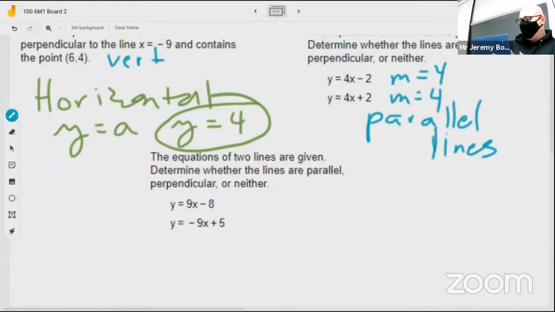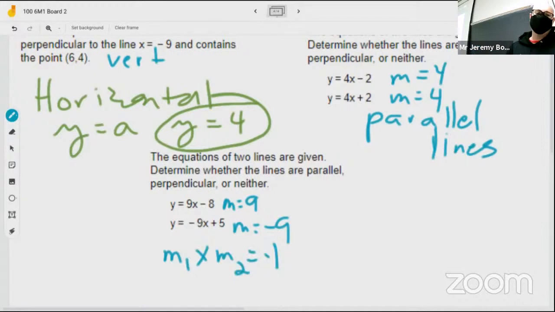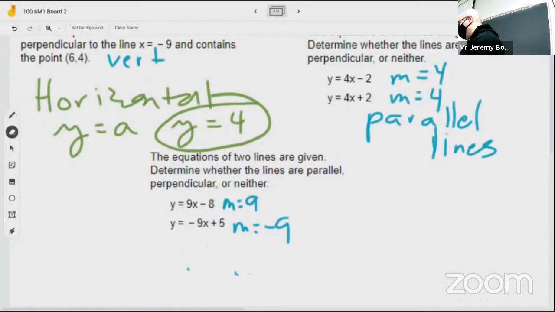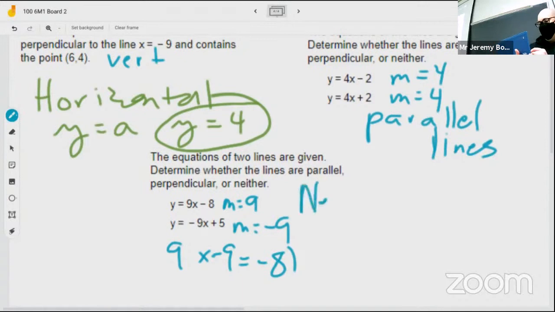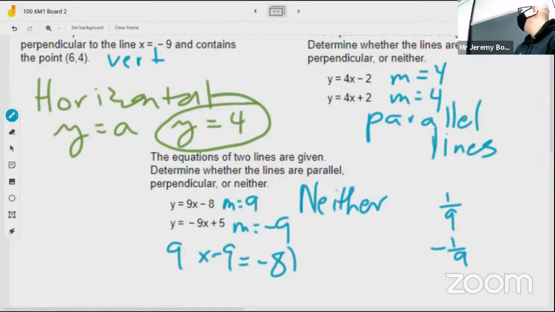All right, the next one, the slope of this one is 9. The slope of this one is -9. So the slope is not the same, so we know it's not parallel. How do we test to see if it's perpendicular? Anybody remember? If it's perpendicular, then the product of the two slopes should equal -1. Okay, so we can take our two slopes and do 9 times -9. What do we get? -81. So since it's not -1, and we know it's not parallel, this is going to be neither perpendicular nor parallel. For it to have been perpendicular, either this slope had to be 1/9 or this slope had to be -1/9. One of them needed to be the reciprocal of the other one, but it just changed the sign, so not really perpendicular.